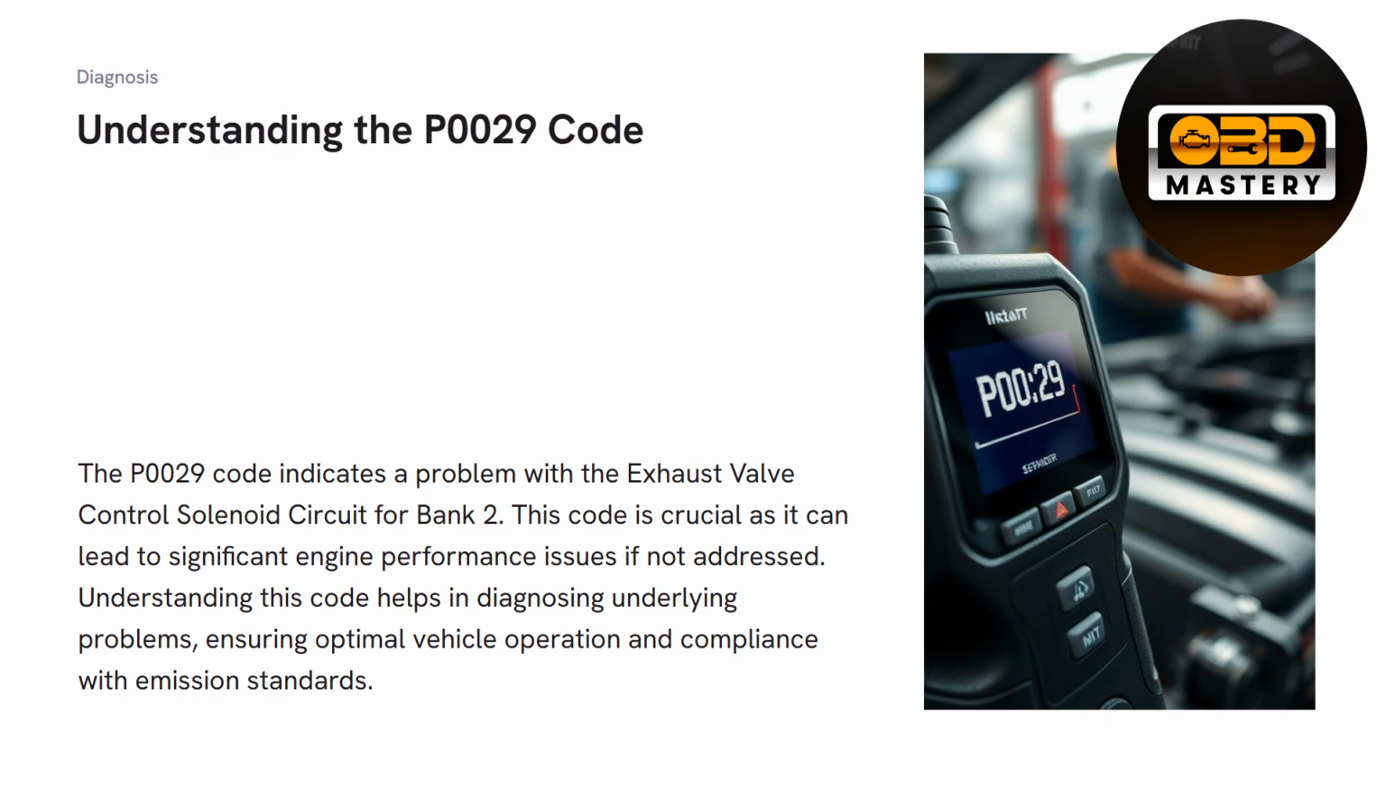Now, the P0029 code indicates a problem with the exhaust valve control solenoid circuit for bank 2. Now, this code is extremely crucial as it can lead to significant engine performance issues if not addressed. Understanding this code helps in diagnosing underlying problems, ensuring optimal vehicle operation and compliance with emission standards.